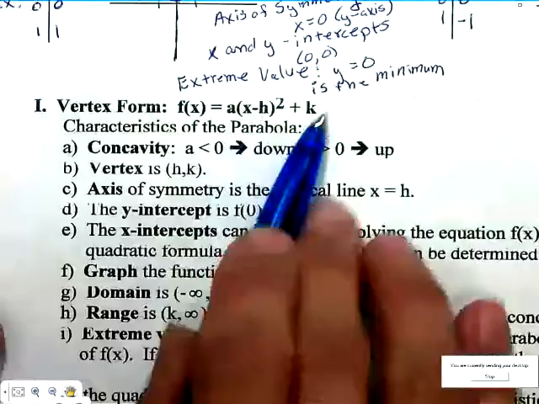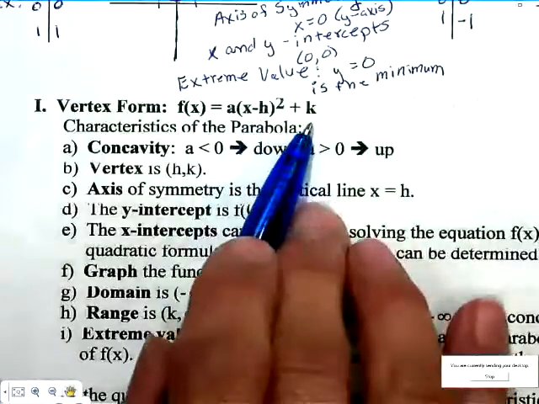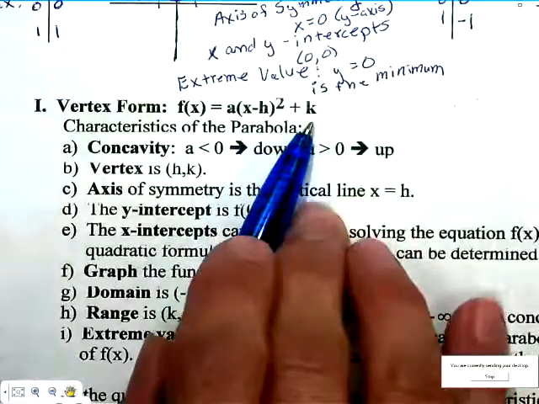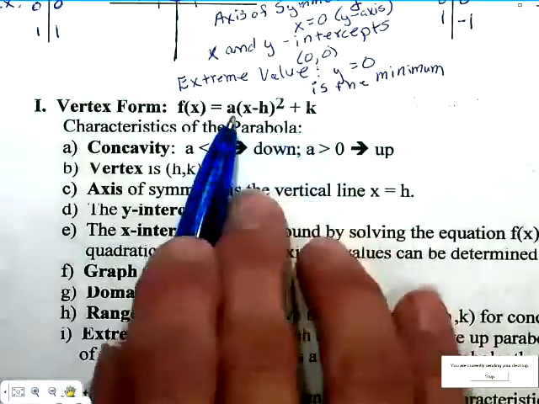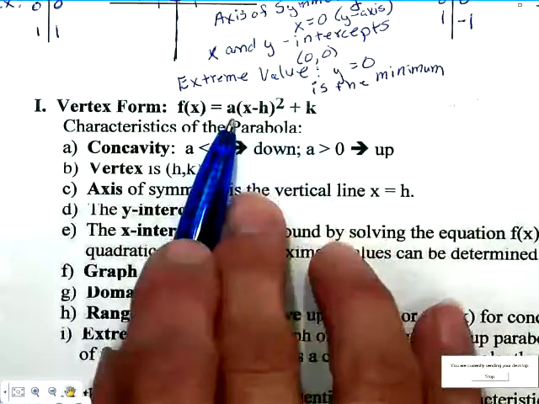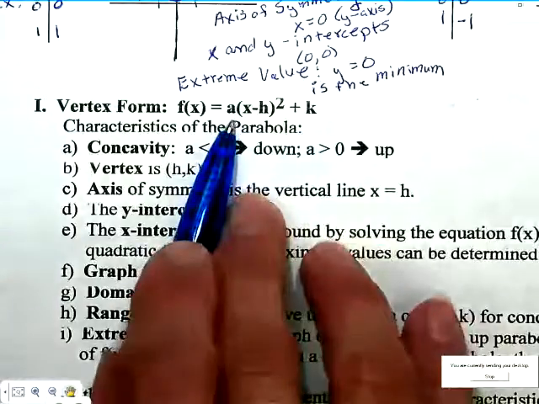And whatever is added or subtracted after the squaring, that's your vertical shift. And the vertical shift works more like you would expect it to. Adding moves your graph up, subtracting moves it down. This A determines two things. It determines the concavity, whether the parabola is concave up or concave down.